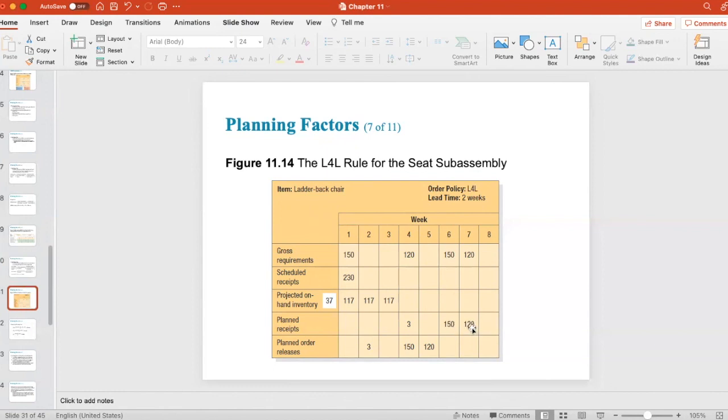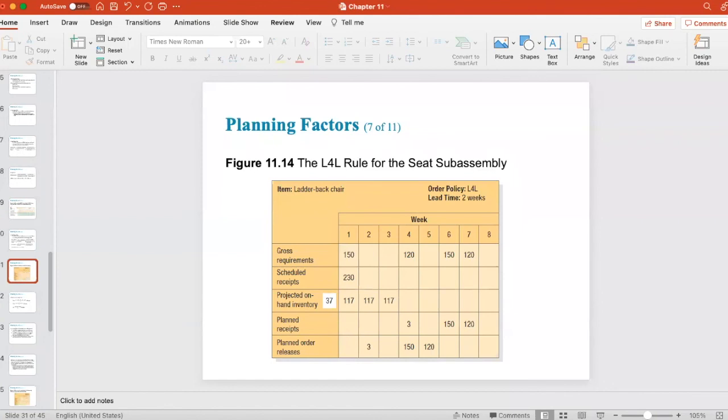And the same logic here is for week 7. That's why you replenish another 120 in week 7, okay? But in order to get this 120 units, you need to order it 2 weeks before, which is week 5. So this will be the main illustration about how we apply the lot-for-lot rule within this MRP system. Okay, the key sense is very straightforward.